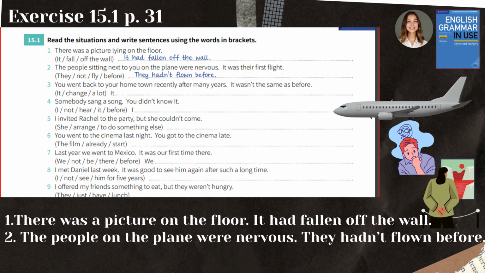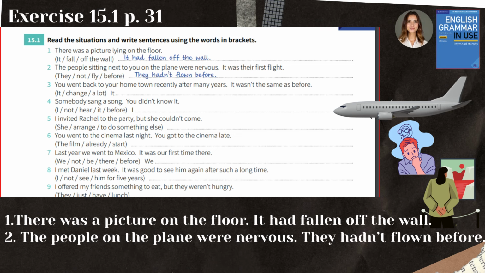The second sentence is, the people on the plane were nervous. The answer is, they hadn't flown before. Imagine this. You're sitting on a plane, ready for takeoff. Next to you, there's a group of people looking very nervous. They are holding on to their seats, wide-eyed, maybe whispering to each other. Why are they so nervous? Because they hadn't flown before. We are talking about an experience that happened, or in this case, didn't happen, before the moment they were nervous.